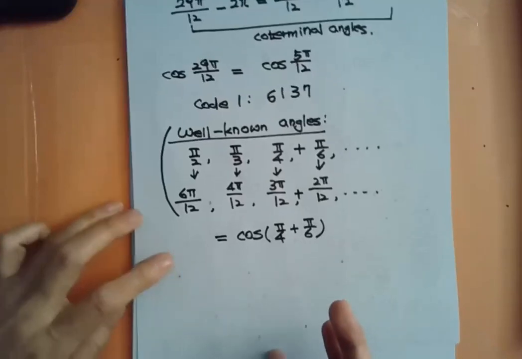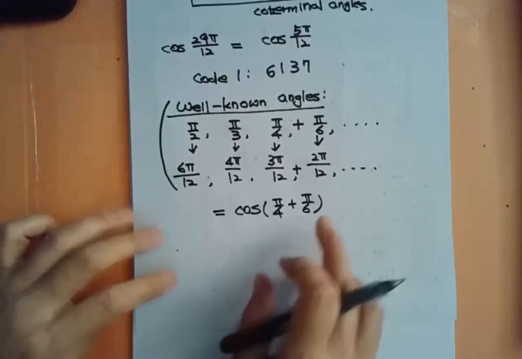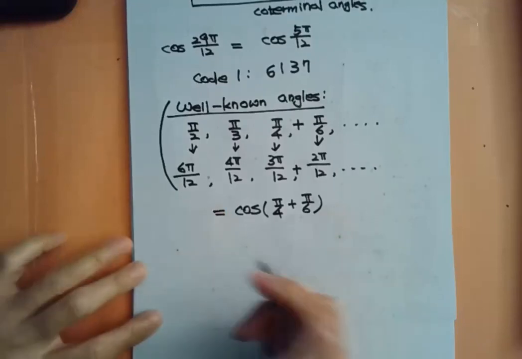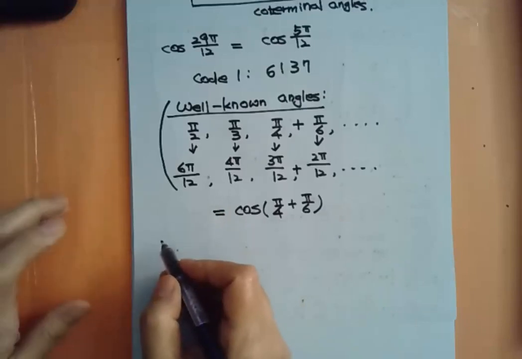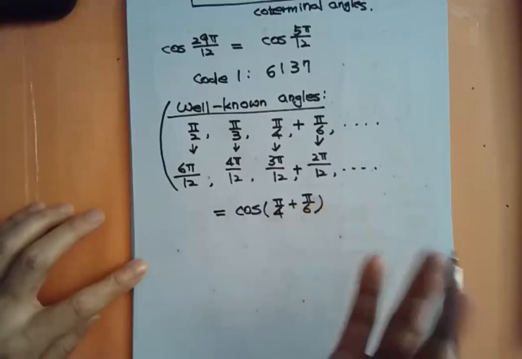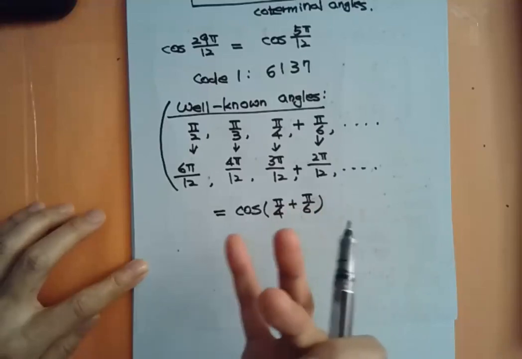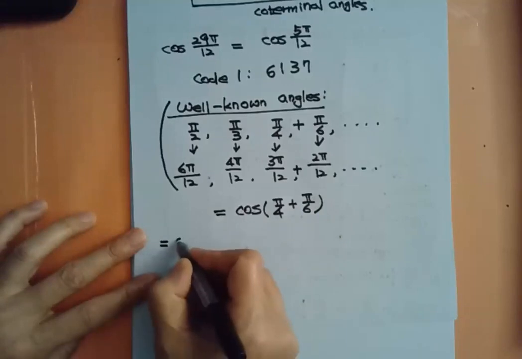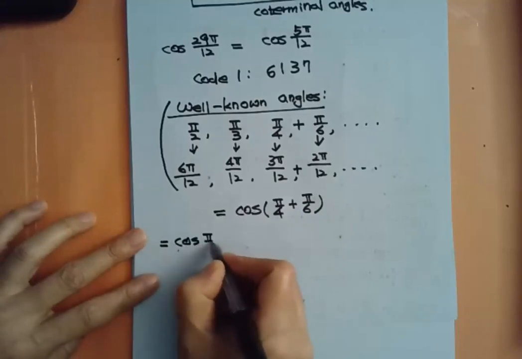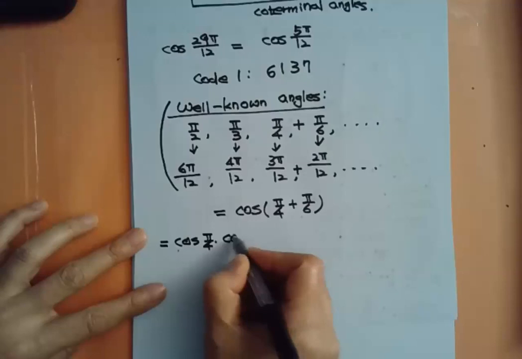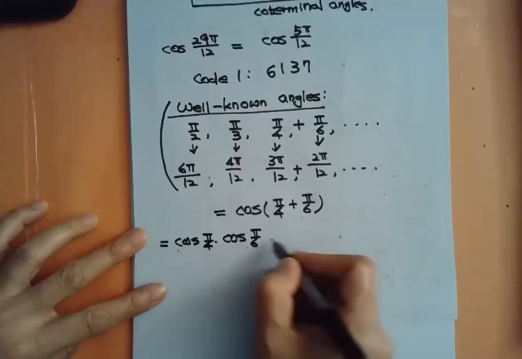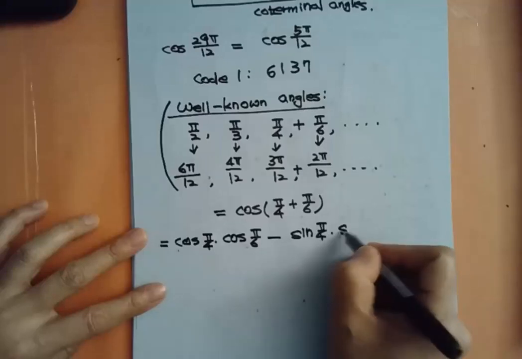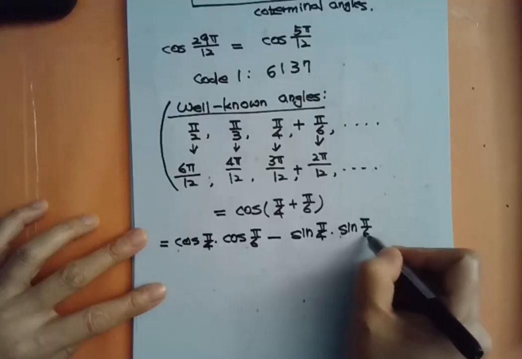Once we have done it, we can relate that with the sum formula for cosine. So it goes like cosine, cosine, then switch the sign in the middle, so that connects with minus and sine, sine. So cosine of pi over 4 times cosine of pi over 6 minus sine of pi over 4 times sine of pi over 6.